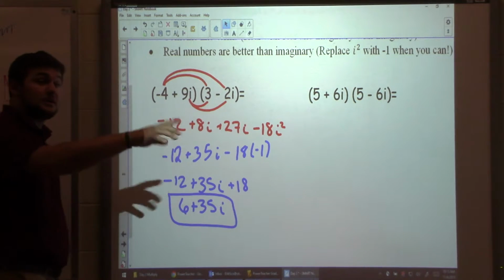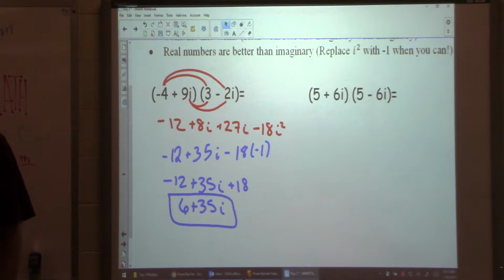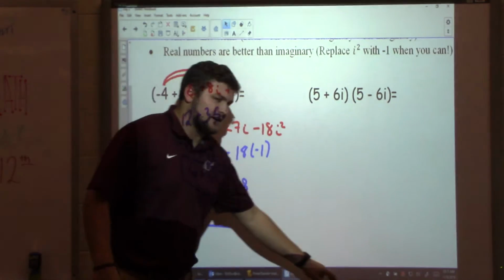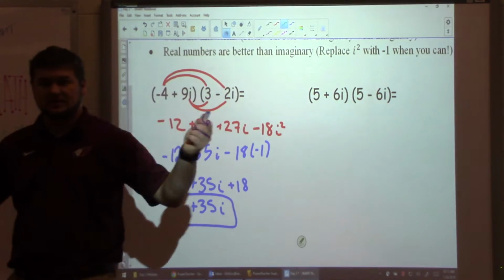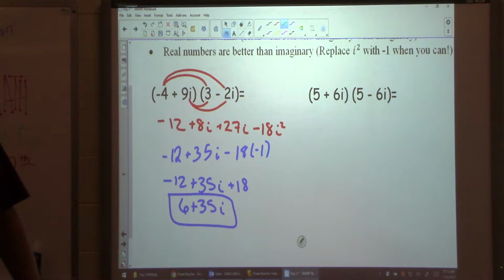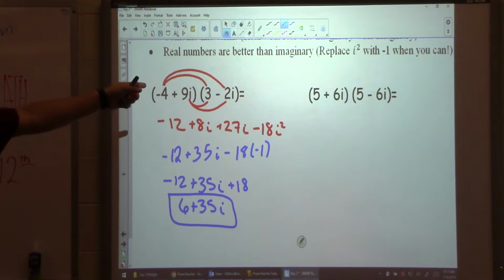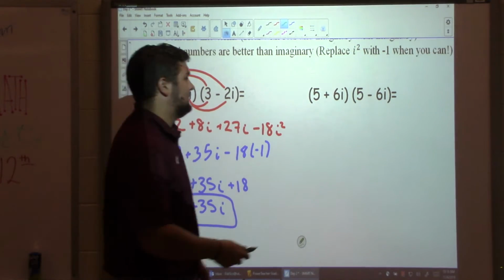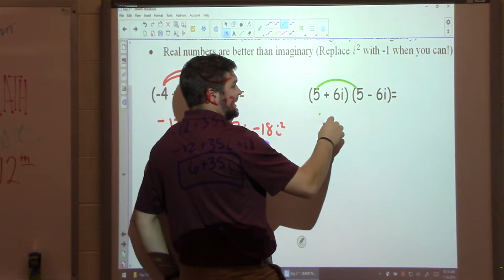Alright. Any other questions? Good question. Okay, we have one more like this. 5 plus 6i times 5 minus 6i. What do I do first? 5 times 5 is the beginning of what? Favorite 4-letter F word. Foil. 5 times 5 is 25.